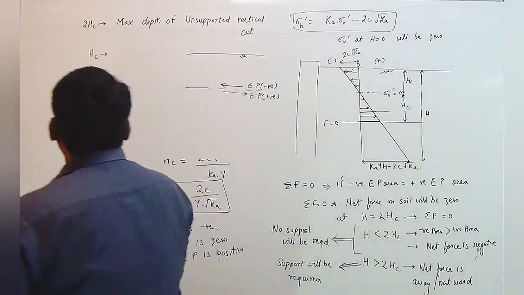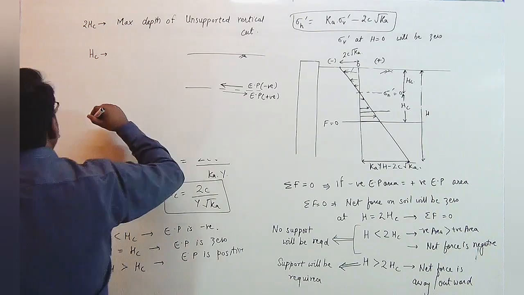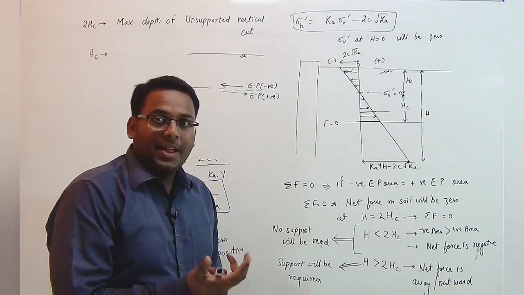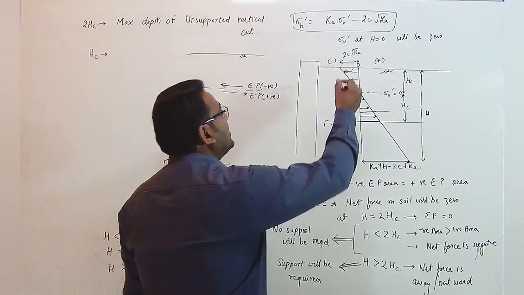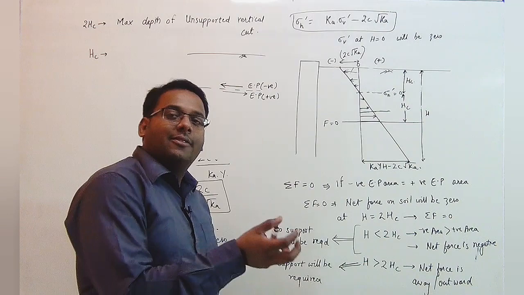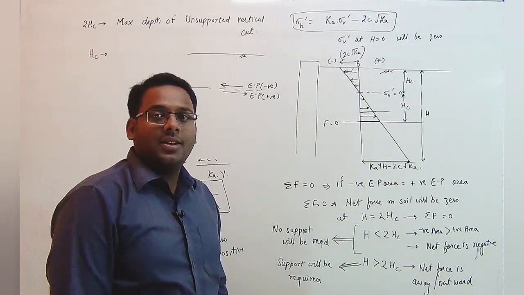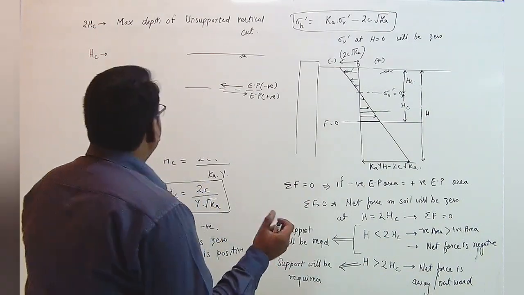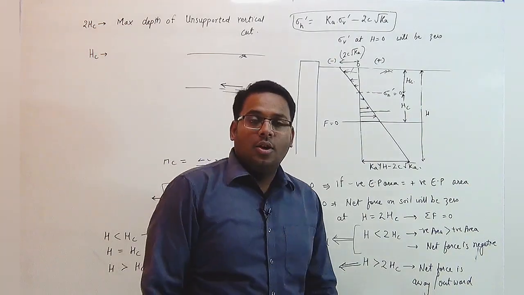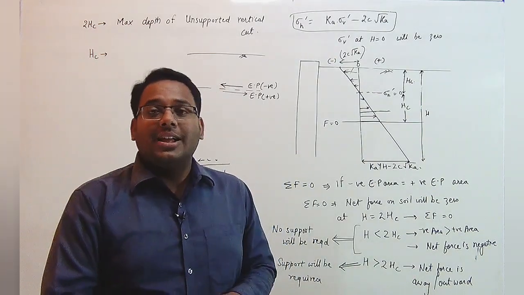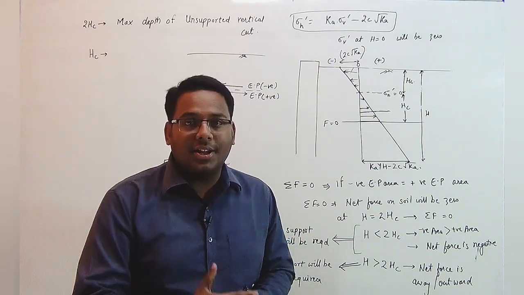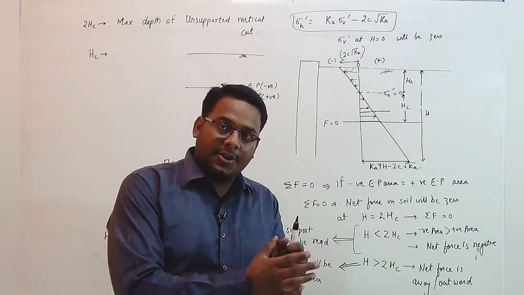Therefore, we can say that at this HC, there are chances of the formation of cracks, and those cracks are because of the negative earth pressure. In soil, negative is the tension. That is why the cracks formed are known as tension cracks. So what are tension cracks? Tension cracks are formed because of sudden change in the direction of the earth pressure.